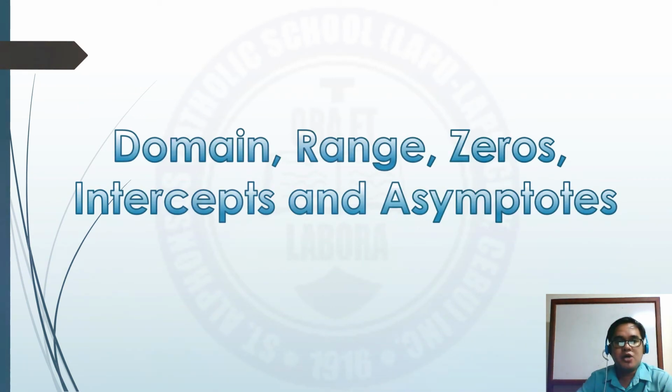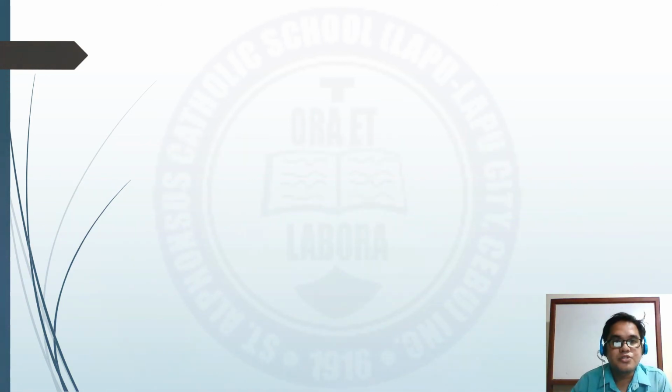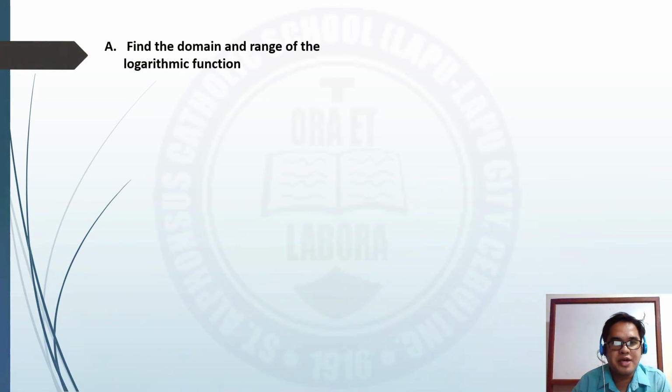So this time, we will be considering the domain, range, zeros, intercepts, and asymptotes, as we will be dealing with the graph of these logarithms. To find the domain and range of the logarithmic function, we have to consider first the given function, which is f of x is equal to the logarithm of x plus 2 to the base 2.